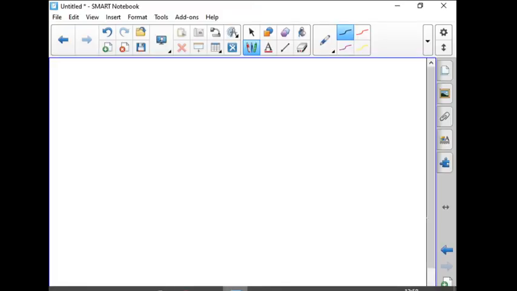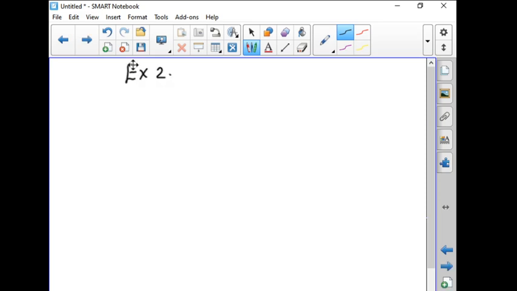Good morning, students. Today we are going to continue with exercise 2.4. So in this exercise we are seeing how to solve quadratic equations. Now we are going to go with problem number 6.